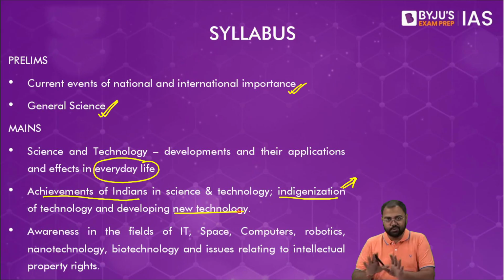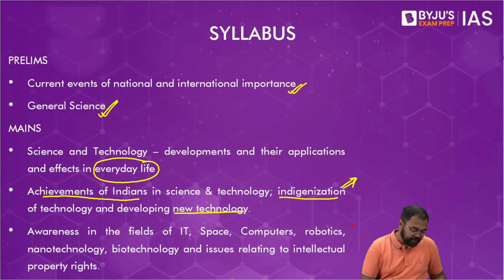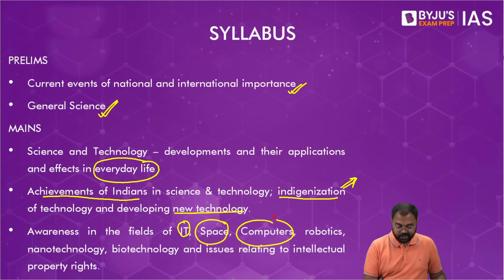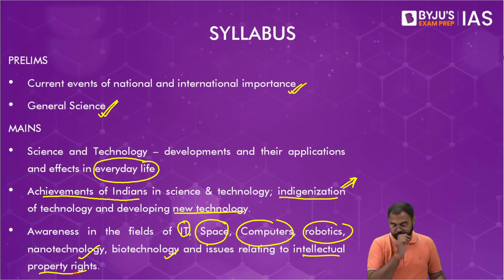And we'll take examples. Don't worry. Right now, I'm just giving you a basic structure of everything. We'll discuss in detail as we move on through all our chapters. Now, the third point is where they have mentioned everything. All right. So, the awareness in the fields of IT, space, computers, robotics, nanotechnology, biotechnology, and issues related to intellectual property rights. These are the things that we are going to discuss as a part of all our chapters. And you'll find that even in your prelims paper, many of the questions that come are related to these areas only.